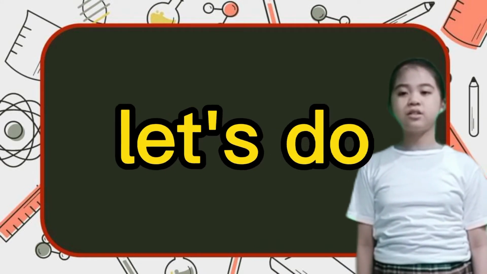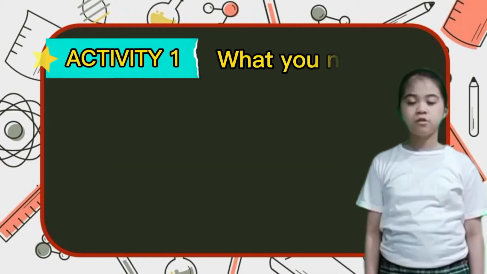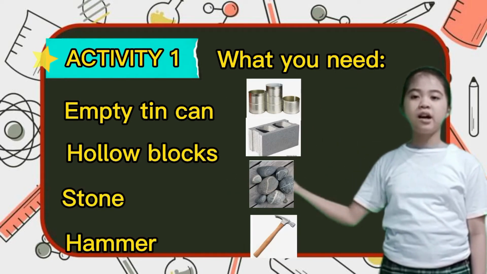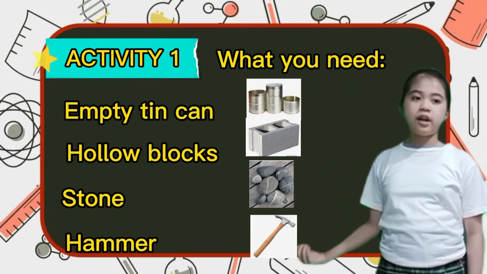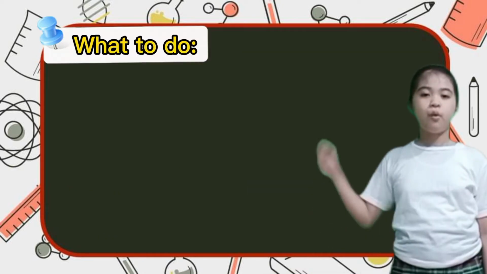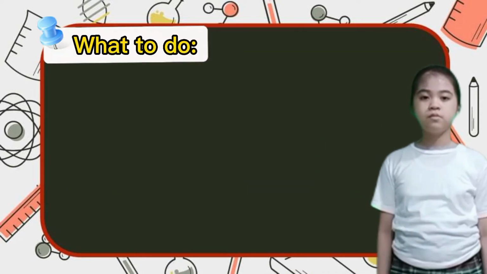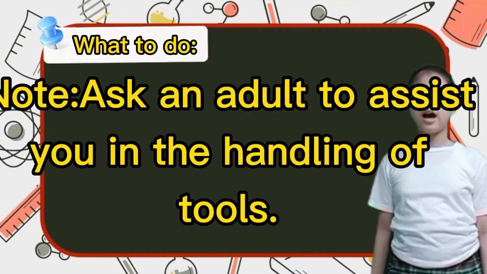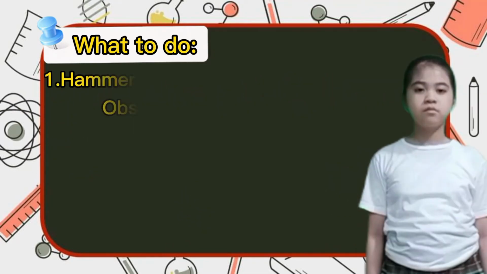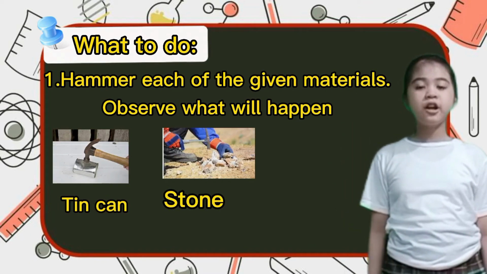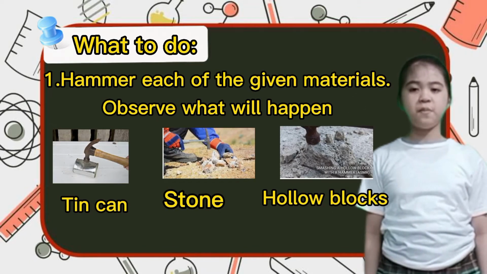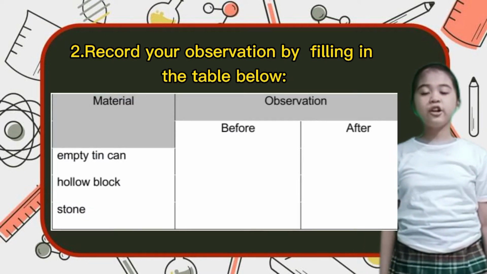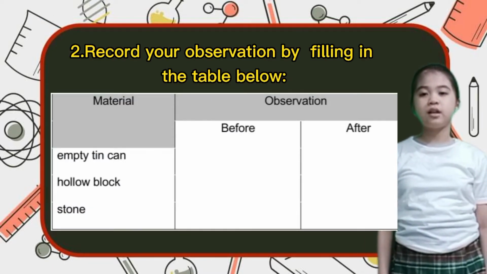Okay guys, let's do Activity 1. What you need: empty tin can, hollow blocks, stone, and hammer. What to do? Note: ask an adult to assist you in the handling of tools. Number 1. Hammer each of the given materials. Observe what will happen. Number 2. Record your observation by filling in the table below.